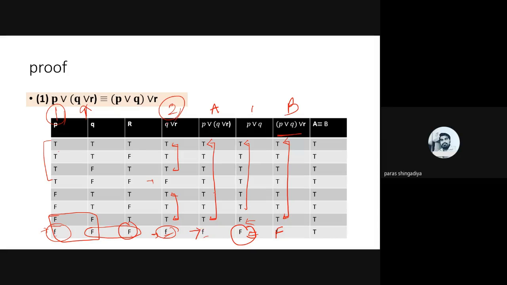Now compare A and B. In the last row there is F here and that is also F, so it will become T, and in all the remaining places T is given in both.